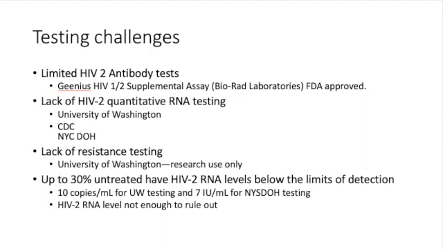Previously, the University of Washington was a site for this for research use only purposes, but again, there is some limitation at this point. The other thing that's challenging is, as we've noted before, that a fair amount of people with HIV-2 will have peripheral plasma viral loads that are below the limits of detection. And so getting an RNA only for HIV-2 is not enough to rule out this diagnosis. One can still have HIV-2 infection with a negative PCR in the periphery.